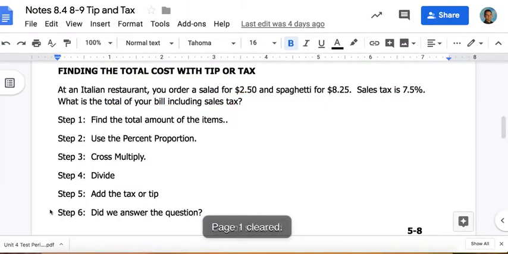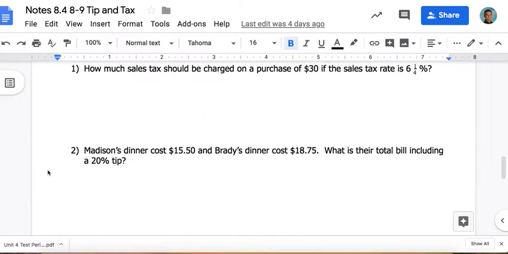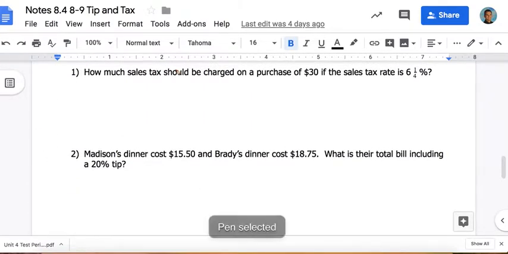Okay, let's turn the page, and let's look at some more examples. How much sales tax should be charged on a purchase of $30? So we're looking for sales tax on a purchase of $30 if the sales tax rate is 6 1/4%. Okay, so 6 1/4. We have a fraction here, so we need to change that to a decimal. So 6 1/4 is 6.25%. Okay, so we need to find the tax.